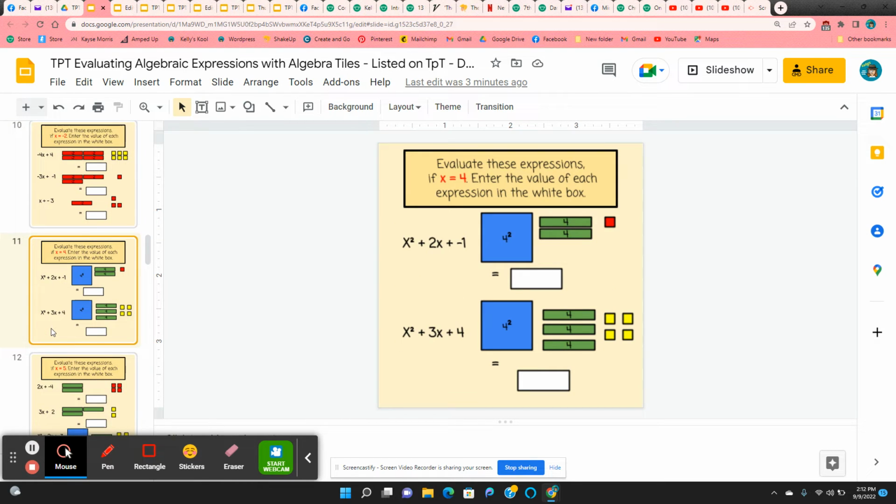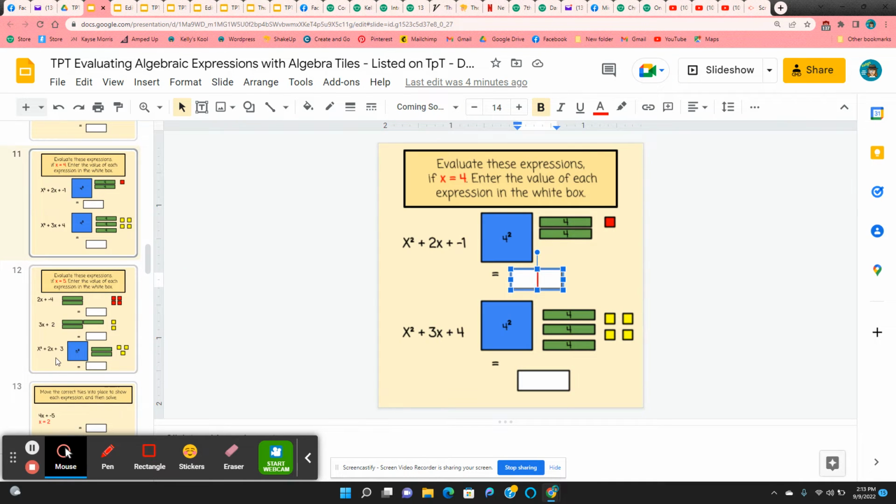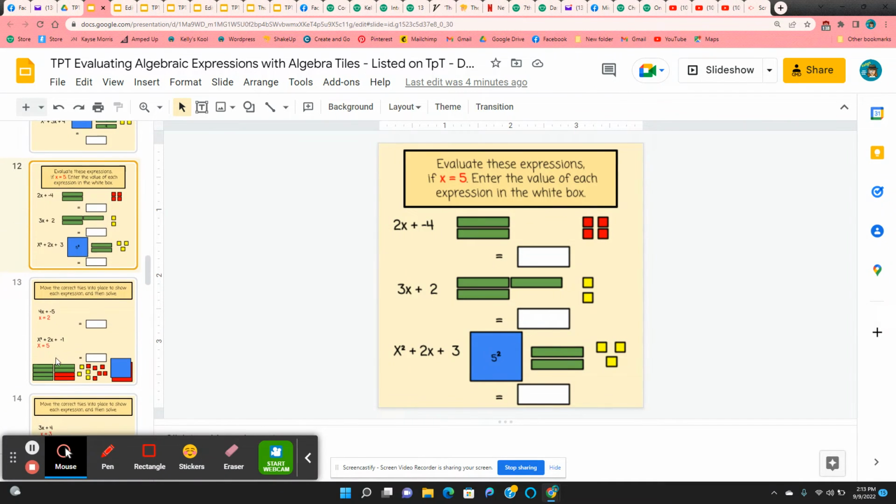And then they're given 2 more, these with some x squared values, and this time x equals 4. So if x equals 4, then this would equal 4 squared, or 16. So 16 plus 4 plus 4 plus negative 1. And again, they're going to type in the answer. Next slide, they'll get a value of 5.